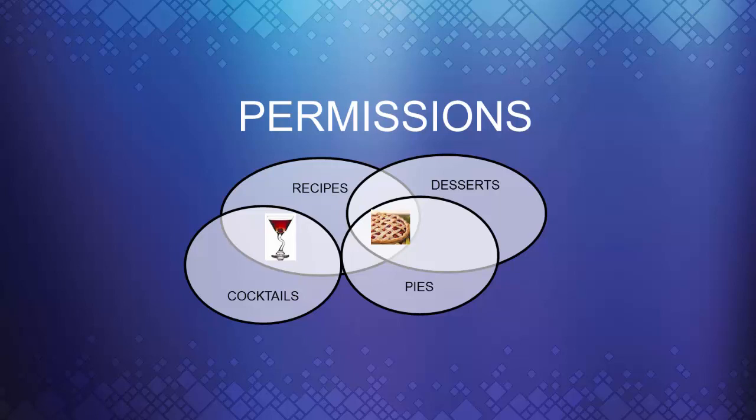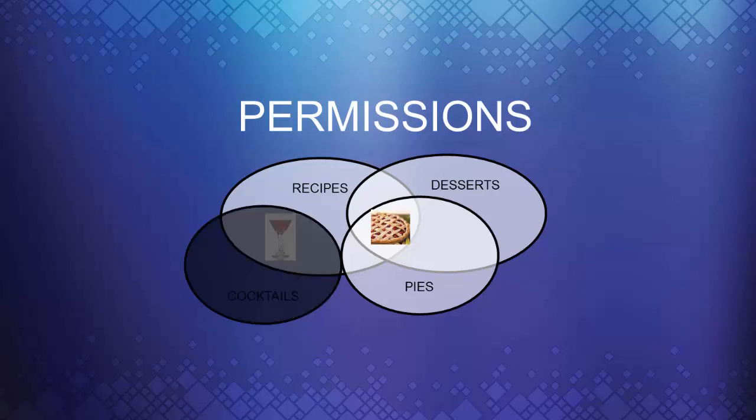If I'm a user that has that role, and I search the recipes collection for documents that contain the ingredient cherries, I'm going to see Manhattan in my results. But if I'm a user who does not have that role, when I search for documents in the recipes collection that contain the ingredient cherries, the Manhattan document is not even considered.